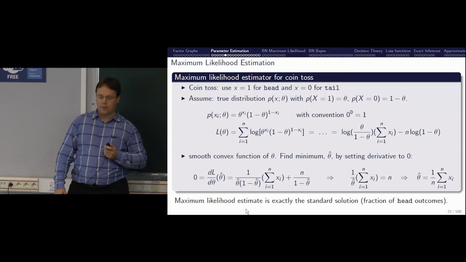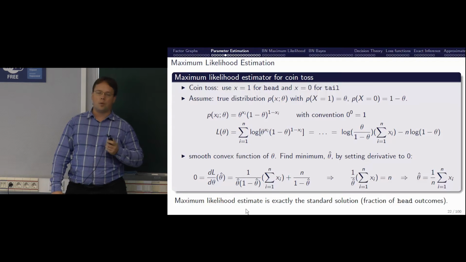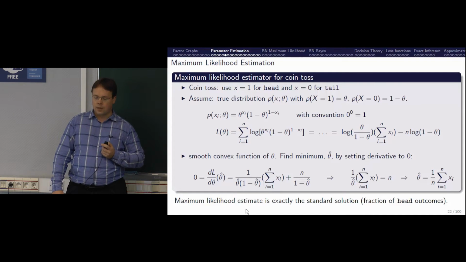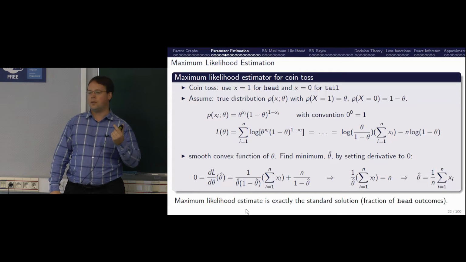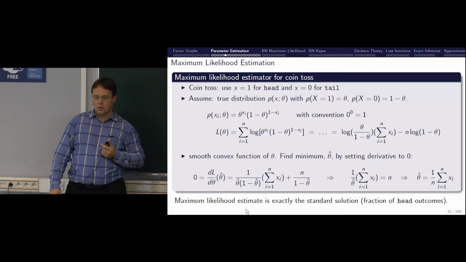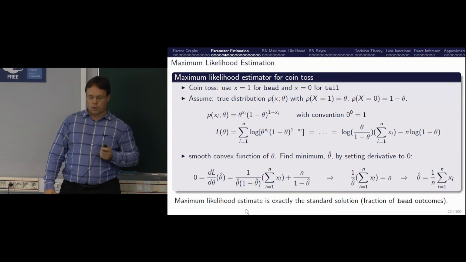So we have the same situation as before. We have a coin. It has a certain probability of landing on heads or on tails. All we need to know is given by the parameter theta, the true parameter theta. So what estimate do we get for it?